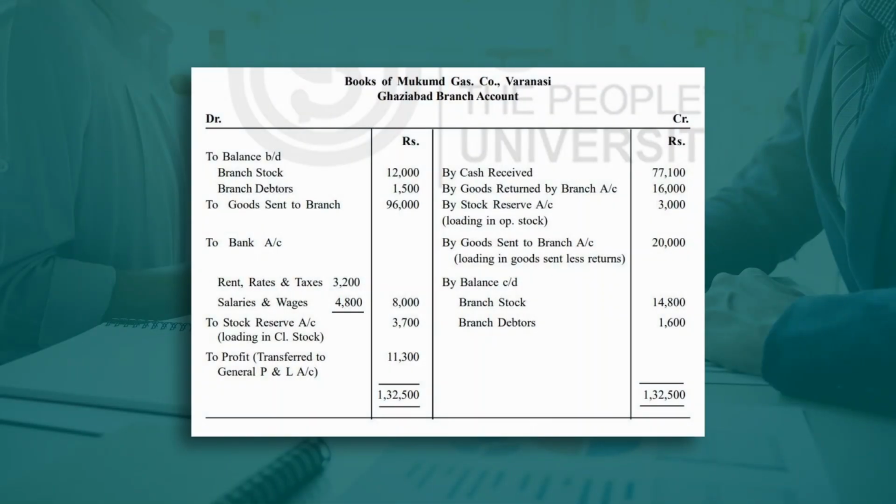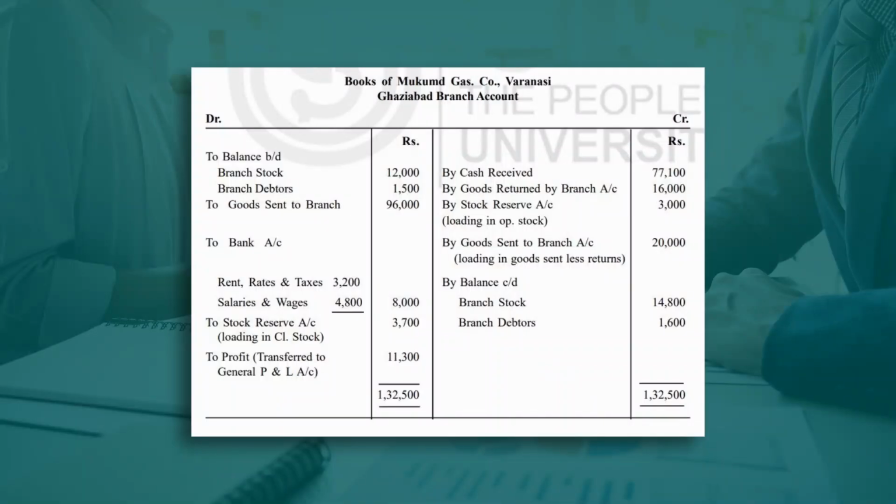Now, we will prepare the books of Mukund Gas Company, Varanasi, Ghaziabad branch. Mukund Gas Company is the head office and will prepare the Ghaziabad branch account. Since Mukund Gas Company has its branch at Ghaziabad, it is known as Ghaziabad branch account. So, opening stock 12,000. This figure is provided to us.